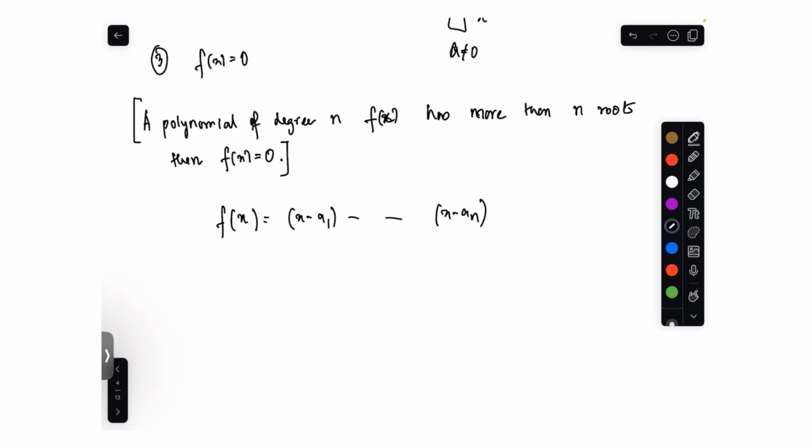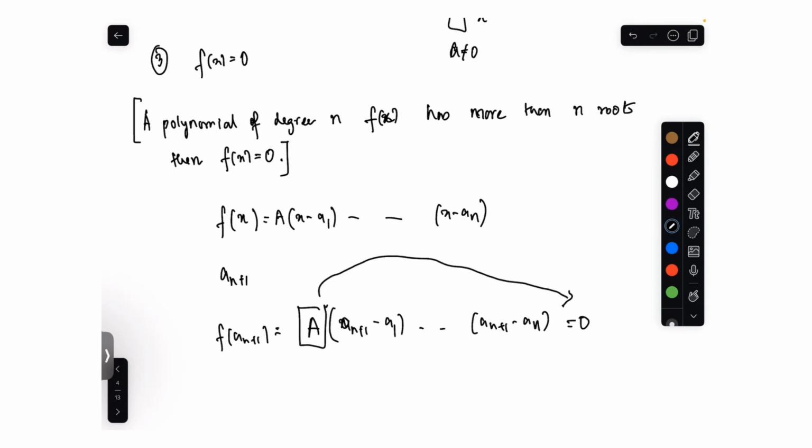So f(x) equals some a times (x minus a1) and so on up to (x minus an). Now let's say it has one more root, a(n+1). That means f(a(n+1)) equals a times (a(n+1) minus a1)...(a(n+1) minus an). This should also be 0. Now you know that a(n+1) is distinct from a1 to an, because it's another extra root, so all of these factors are non-zero. Only the extra part is left, and that should therefore be equal to 0. Hence f(x) should be 0. That's the basic idea. Did you understand, all of you? So a polynomial of degree n can only have at most n roots.